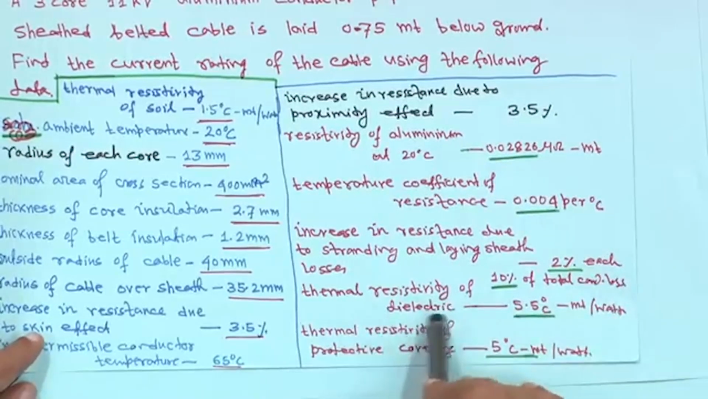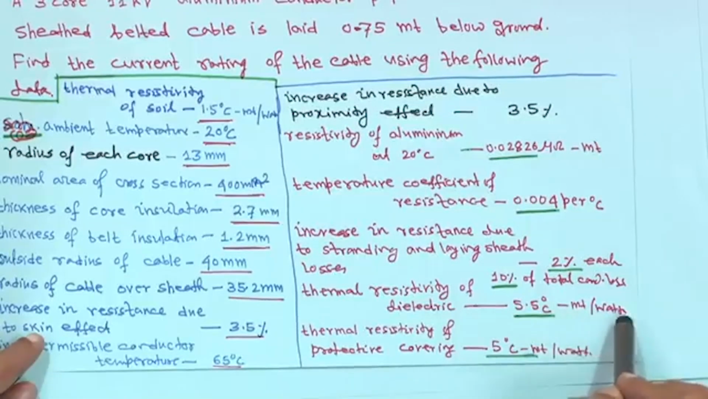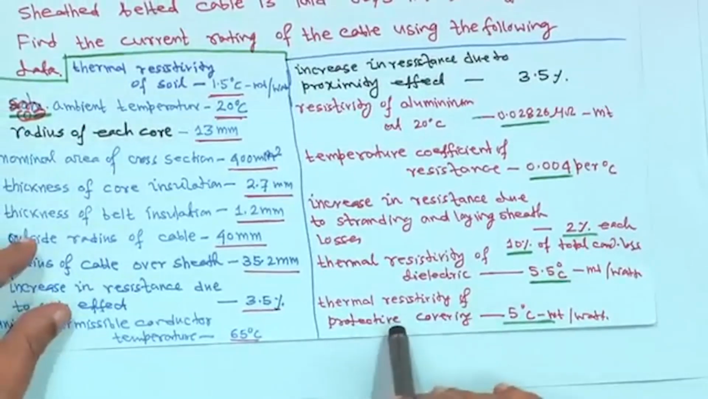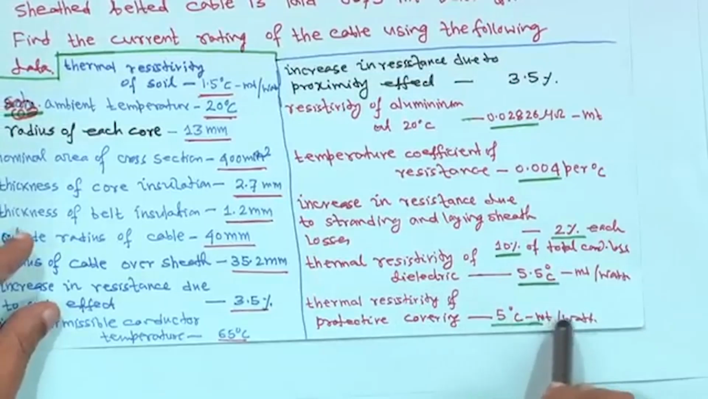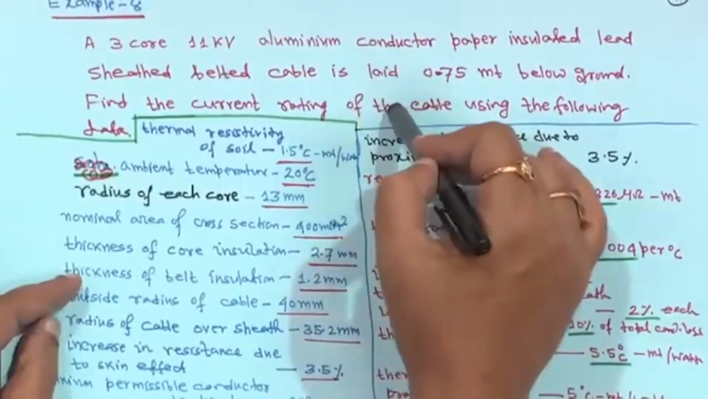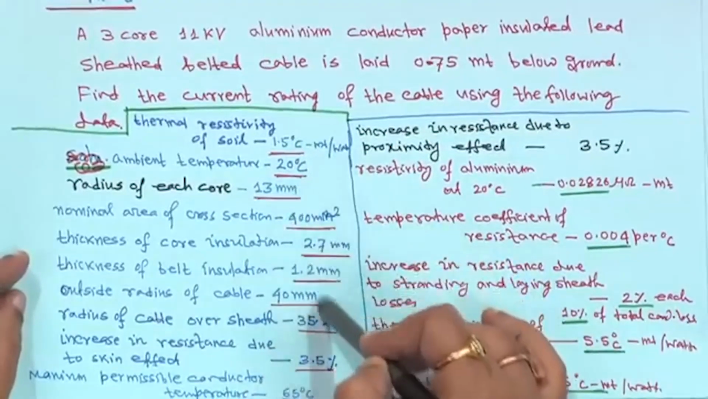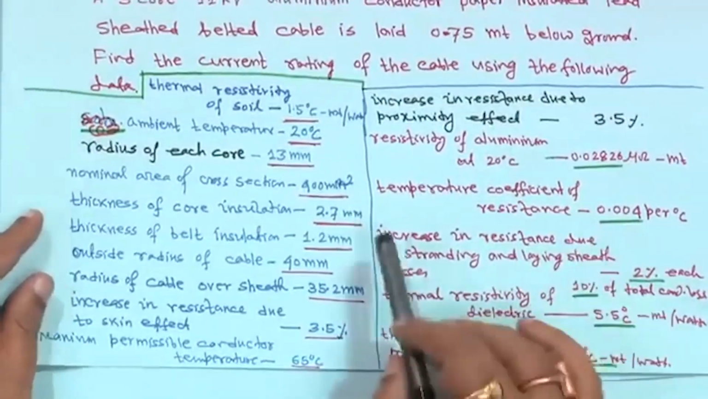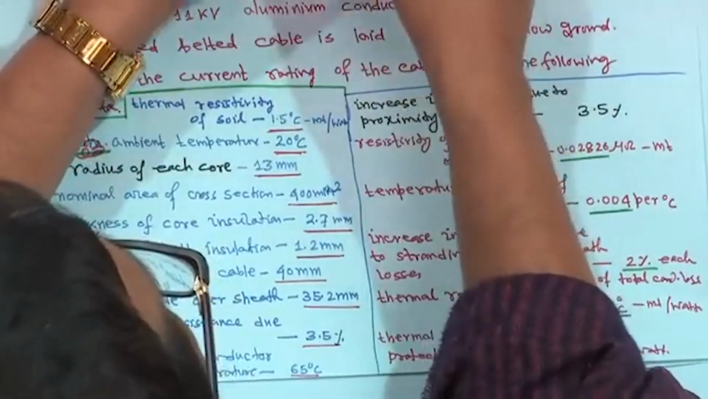Then thermal resistivity of dielectric is given as 5.5 degrees Celsius meter per watt. And one more thing is there, thermal resistivity of protective covering, that is 5 degrees centigrade meter per watt. So the problem is this much, but more than 15 or 16 parameters are given, right. But calculations are straightforward, data is not a problem here.